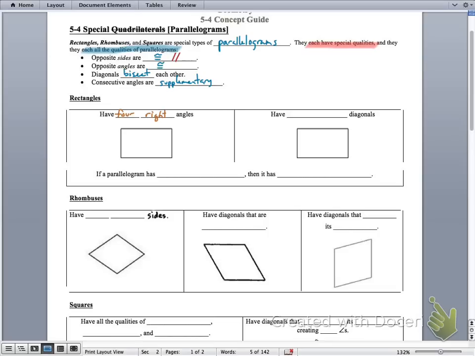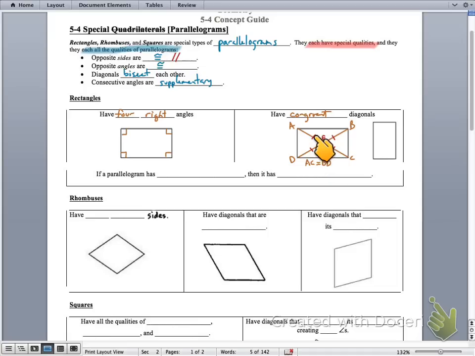In addition to those qualities, there's a couple of other things that we need to note. Rectangles have 4 right angles, which I don't think is surprising to anybody. I think that's something you've known for a while. But you may not have known that the diagonals of rectangles are congruent. So in this case right here, segment AC is congruent with segment BD because those are diagonals of a rectangle. So these two properties right here, you need to know about rectangles. Okay?